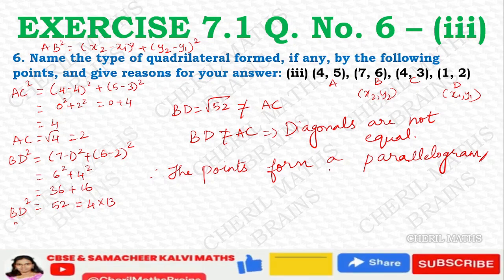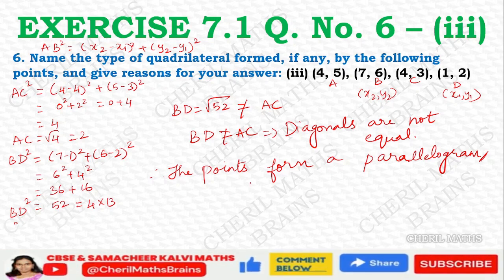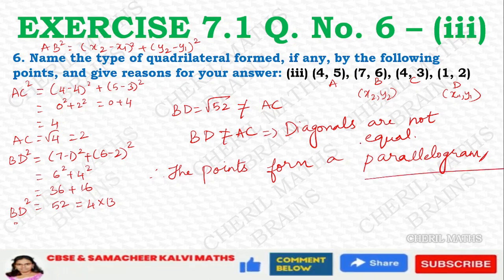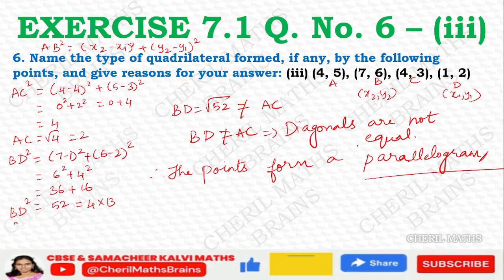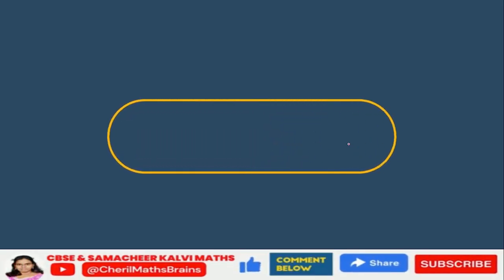Our main thing is to find the type of quadrilateral formed, if any. So here the type of quadrilateral is a parallelogram. So with this, this question is getting over, children. The 6th question is getting over. So next will be the 7th question.